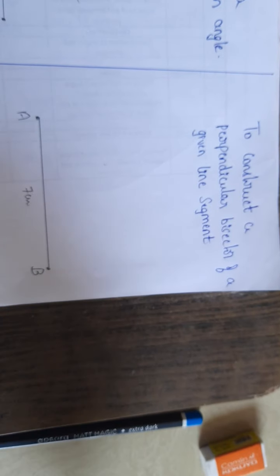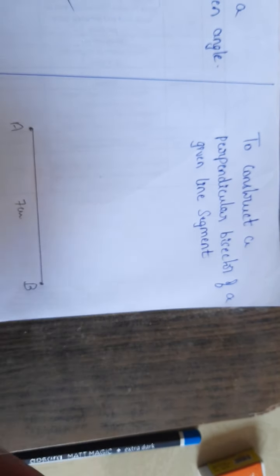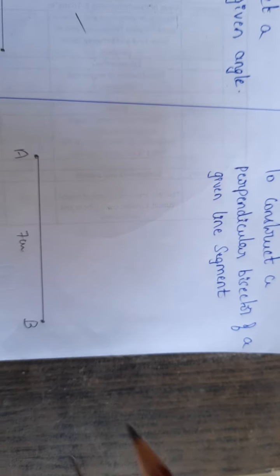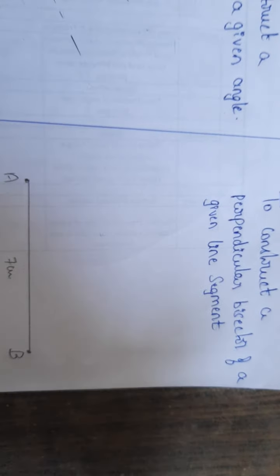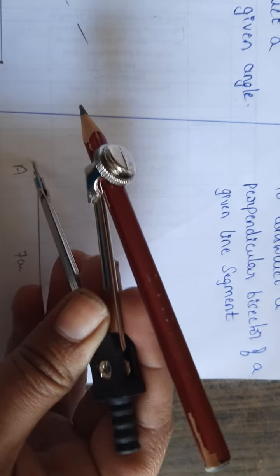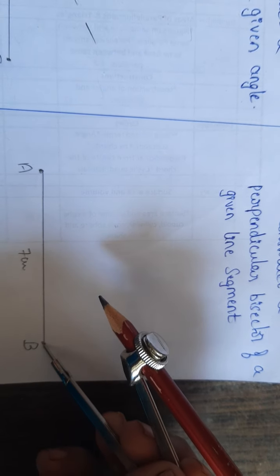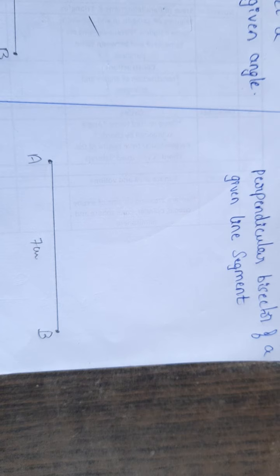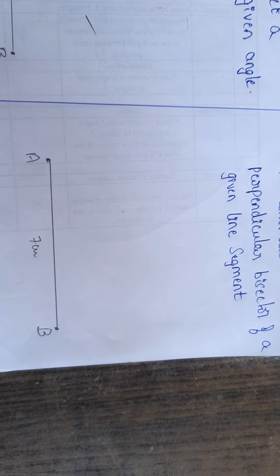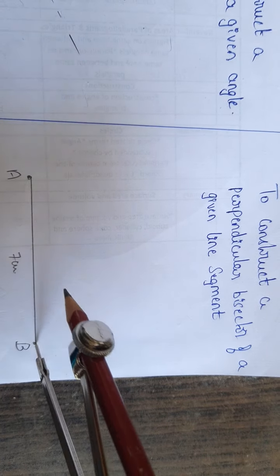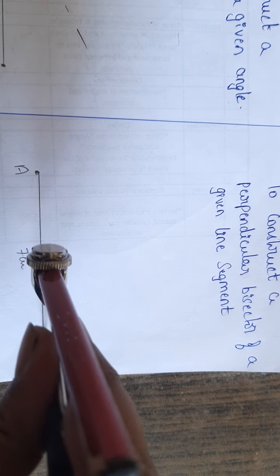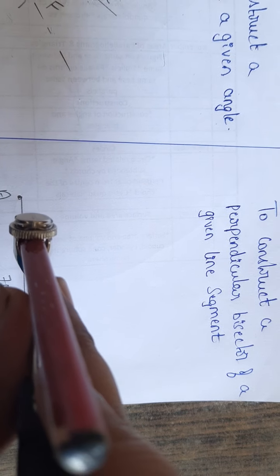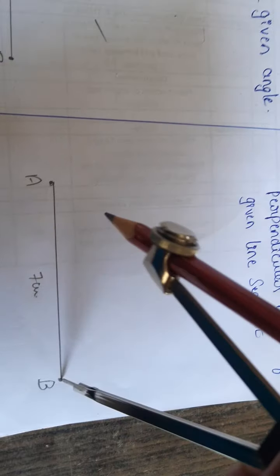To construct the perpendicular bisector for a line segment, here I have chosen the line segment AB, which is 7 centimeters. To draw the perpendicular bisector for this, children, the first step is to take the compass and keep it either at A or at B. I will keep it at B for my convenience. Using the compass, measure more than half of this line. I am measuring more than half.